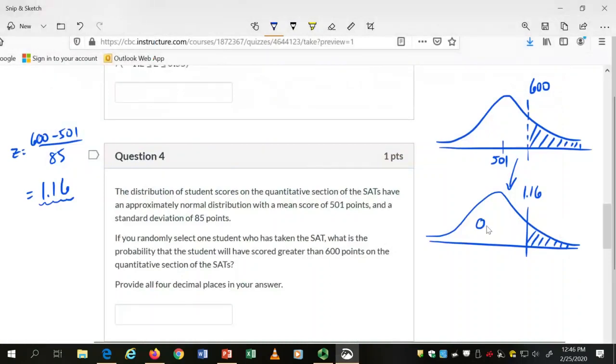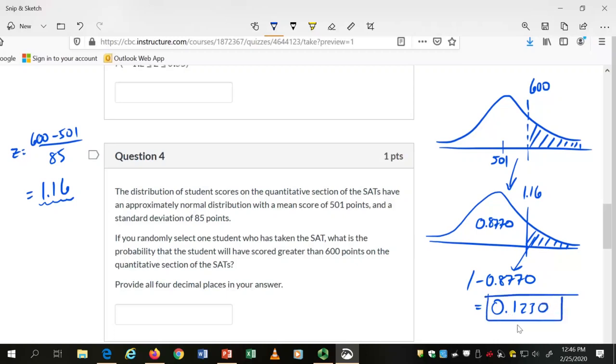But you have to remember that the table is always reading probability below. So to get above probabilities, that's when we do the 1 minus. And so then the answer here was 0.1230.